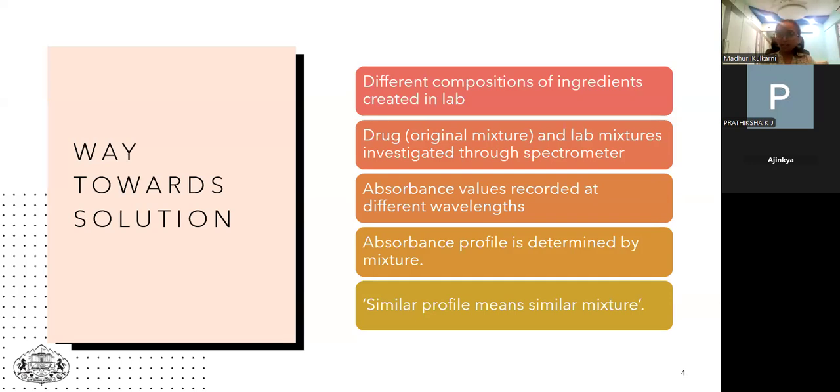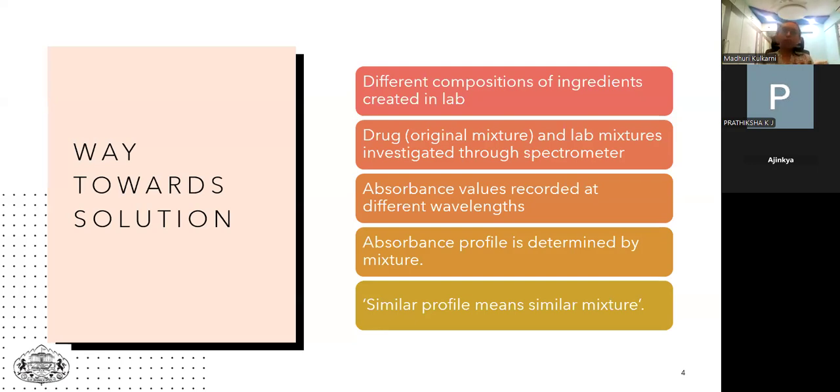Now this mixture is investigated through a spectrometer. Those who are from chemical technology would already be familiar with this. A spectrometer is a kind of device. What it does is, at different wavelengths, it sees how much absorbance is happening. So absorbance values are recorded for different wavelengths. These wavelengths, or the bandwidth, are decided by the person who is conducting this experiment, who is creating these mixtures.